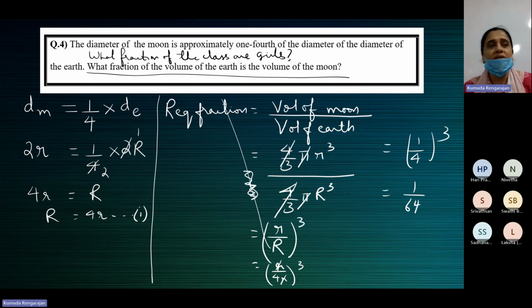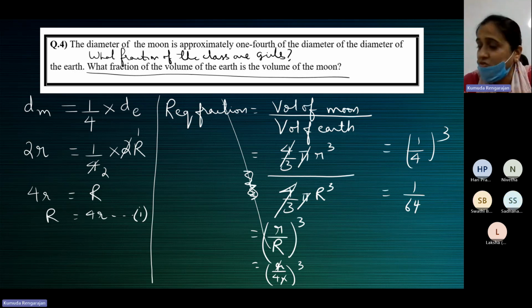So I have taken the radius of the moon as small r and the earth as capital R. Diameter is twice the radius. So for the moon, I've written 2 small r, and for the diameter of the earth, I've written 2 times capital R. Yes, because diameter is twice the radius. Very good.